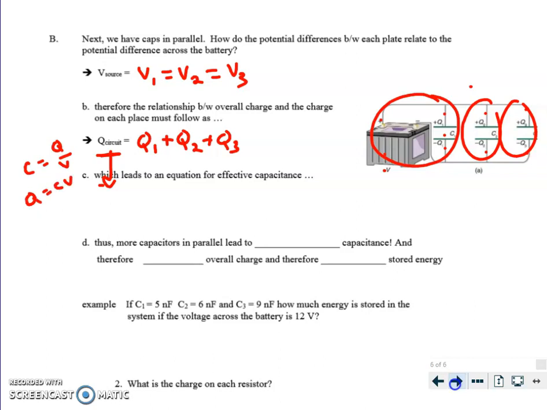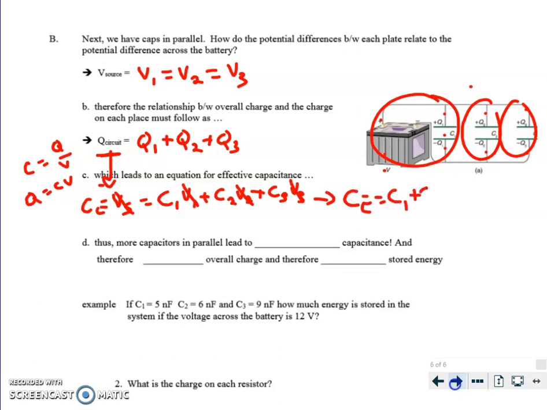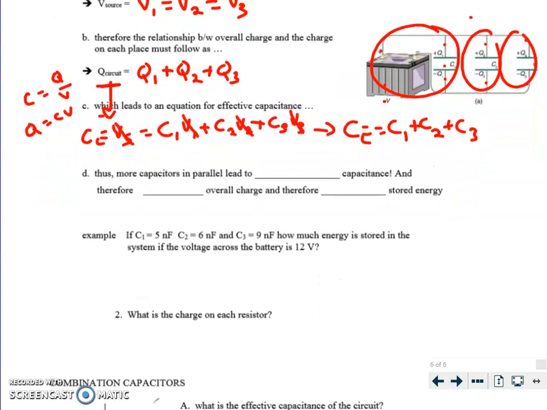So I can put here the effective capacitance times the source voltage equals C1 times V1 plus C2 times V2 plus C3 times V3. And the V's are all the same. That's the loop rule, as we saw up above. So we're left with a fairly easy equation. The effective capacitance is the sum of the individuals. So capacitors in parallel add up, if you will, like resistors in series.